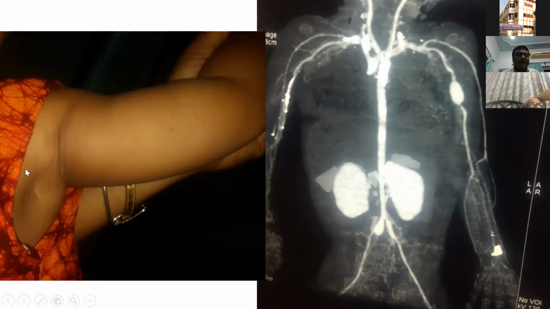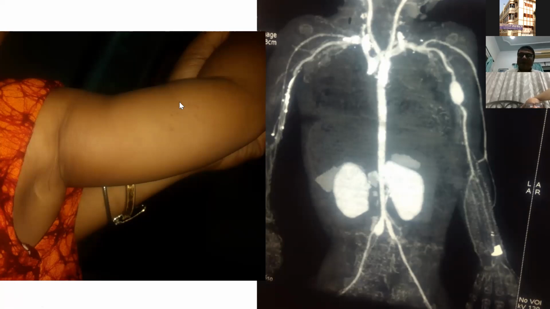swelling in the axilla, which was thought to be a lymph node. But one missed clinically that it was a little pulsatile. So before the surgeon was almost ready to incise the swelling, USG was done, and the USG picked up the vascular nature of the swelling. So this child was subsequently investigated.